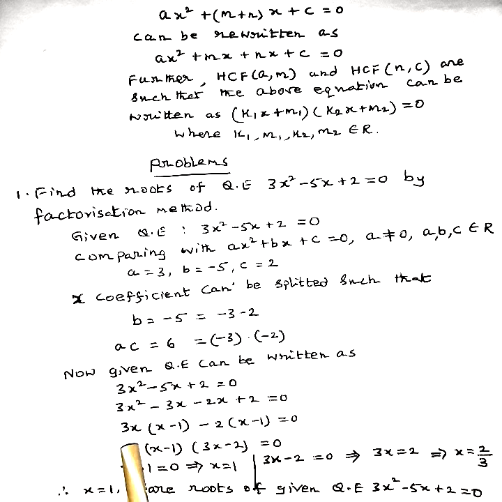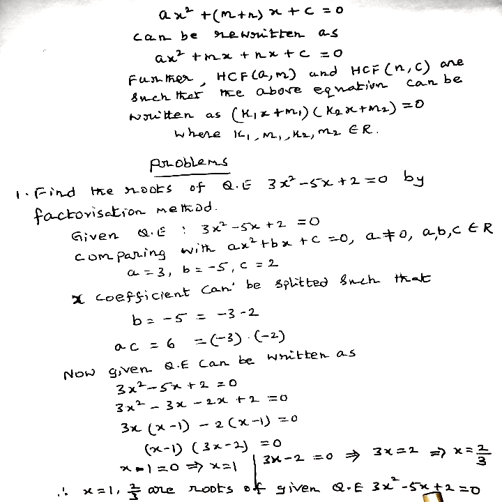So now x minus 1 is a common factor. Taking x minus 1 as common factor, we get x minus 1 multiplied by 3x minus 2. Therefore, considering x minus 1 equal to 0, we get x equal to 1. Considering 3x minus 2 equal to 0, we get x equal to 2 by 3. Therefore, x equal to 1 and 2 by 3 are roots of the quadratic equation 3x square minus 5x plus 2 equal to 0.